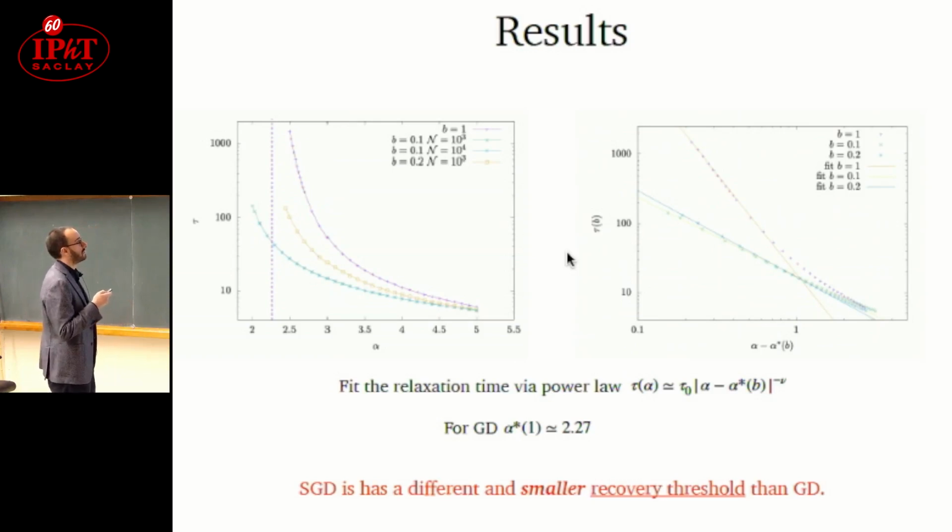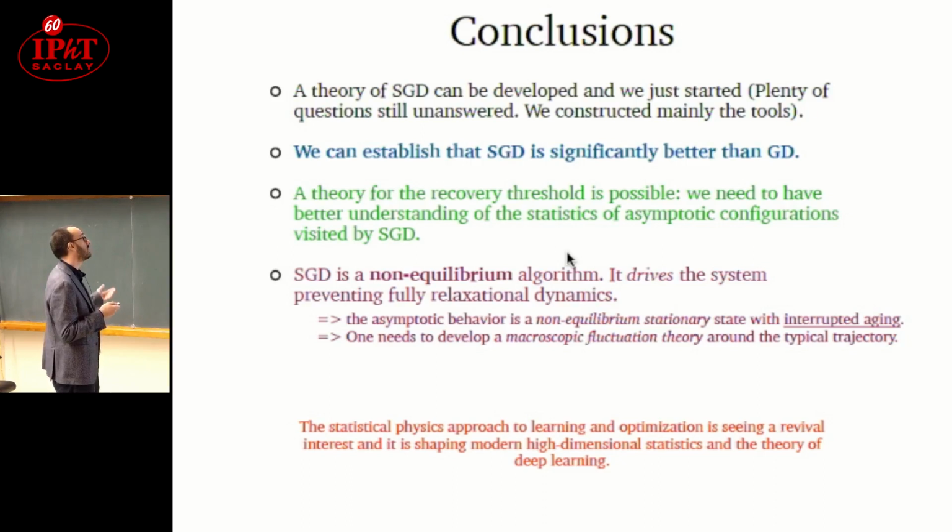Okay, so I think I can stop. What I wanted to say is that we can do a theory for SGD. We just started. There are plenty of questions that are still unanswered, and we constructed mainly the tools. We can establish that SGD is significantly better than GD, and this is, I think, a non-trivial statement. You can expect that noise in an optimization algorithm is typically helpful. This is the lesson from simulated annealing. But here there is no Lyapunov function, so you are not guaranteed at all that this algorithm is going to do something interesting.